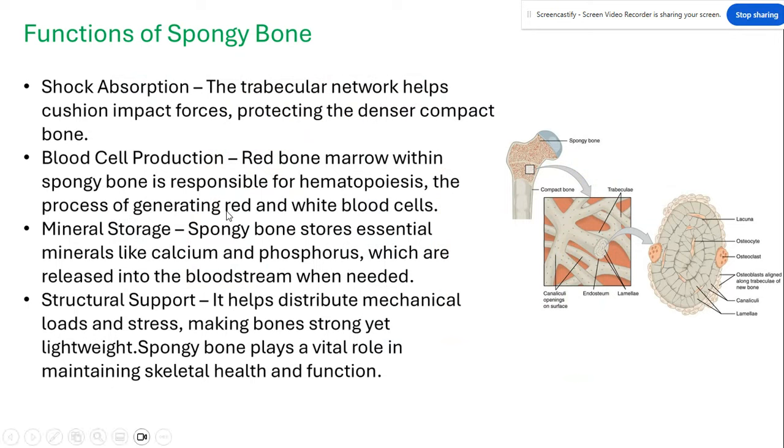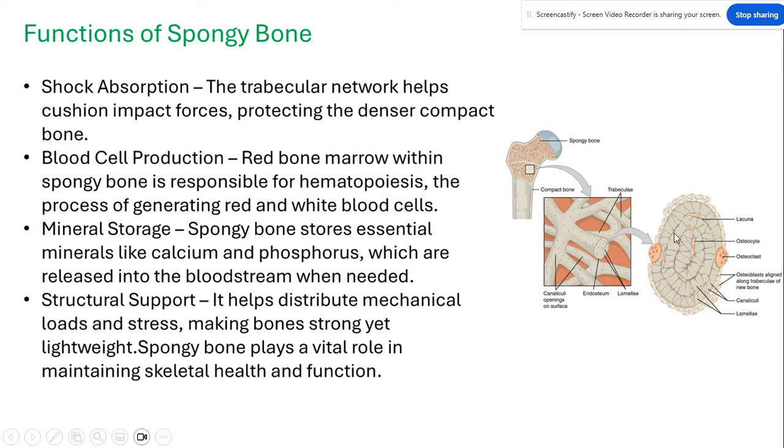So what is the function of spongy bone? Shock absorption, blood cell production, mineral storage, structural support. The trabecular network helps cushion impact forces, protecting the denser compact bone. Blood cell production: red bone marrow within the spongy bone is responsible for hematopoiesis, the process of generating red and white blood cells. Mineral storage: spongy bone stores essential minerals like calcium and phosphorus, which are released into the bloodstream. Structural support: it helps distribute mechanical loads and stress, making bones strong yet lightweight. Spongy bone plays a vital role in maintaining skeletal health and function, right?